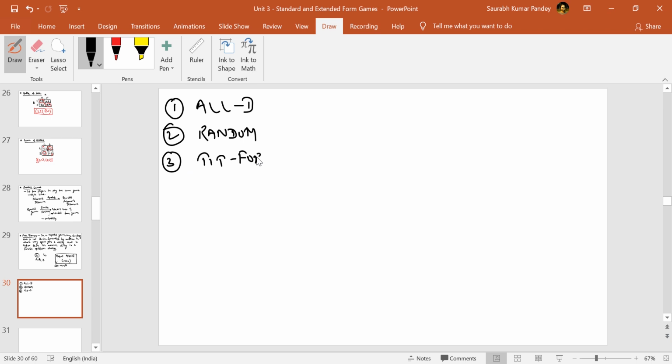The third is tit for tat. What was the tit for tat strategy? First you cooperate in the first round, and then whatever the other player did last time, you do that. For instance, A played cooperate the first time and B defected. That is round one. So in the next round, with tit for tat, A will definitely defect. That was the strategy.